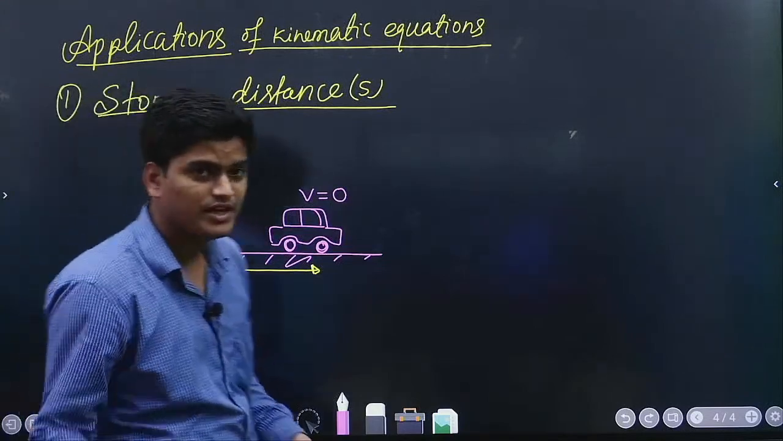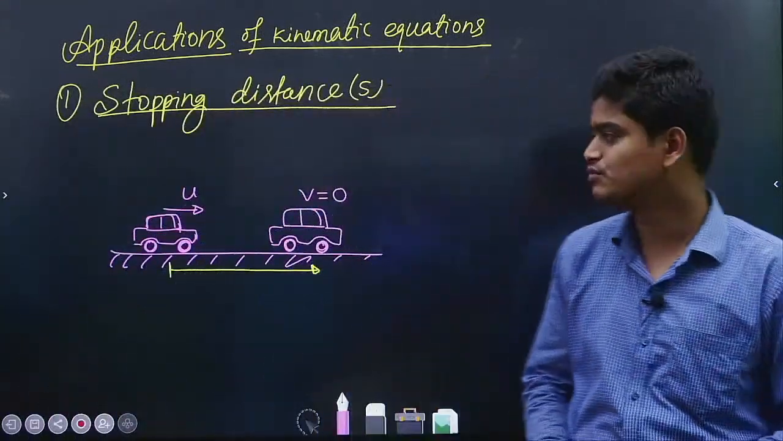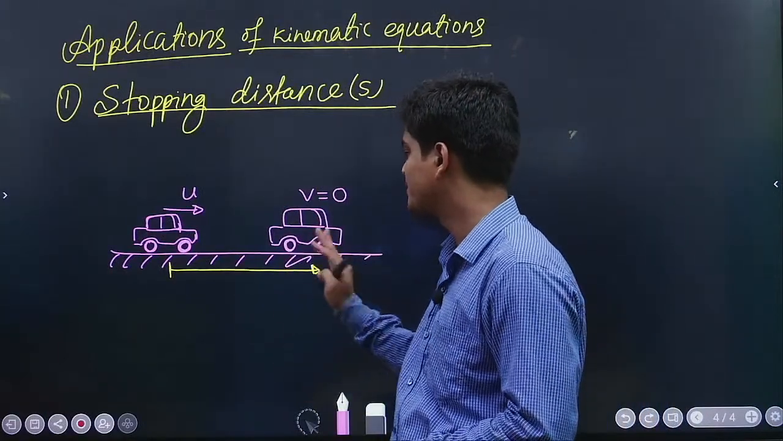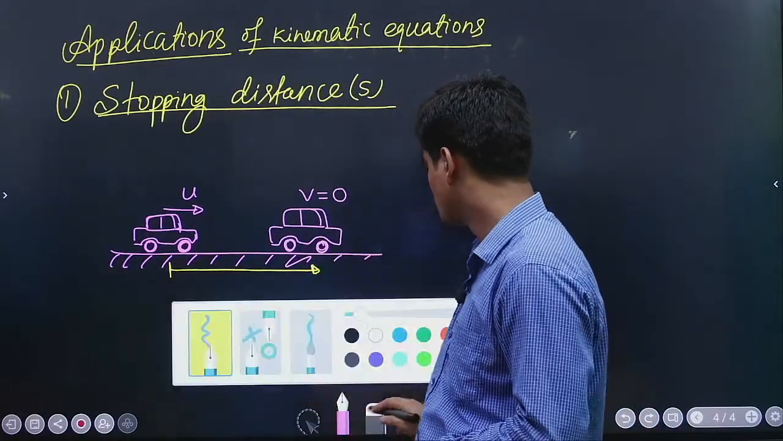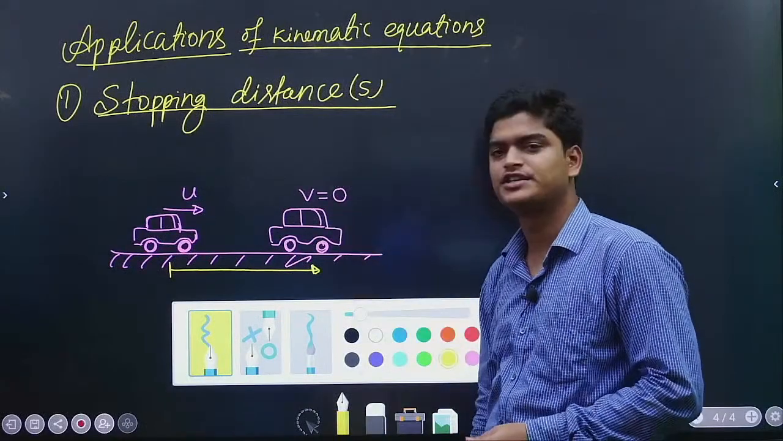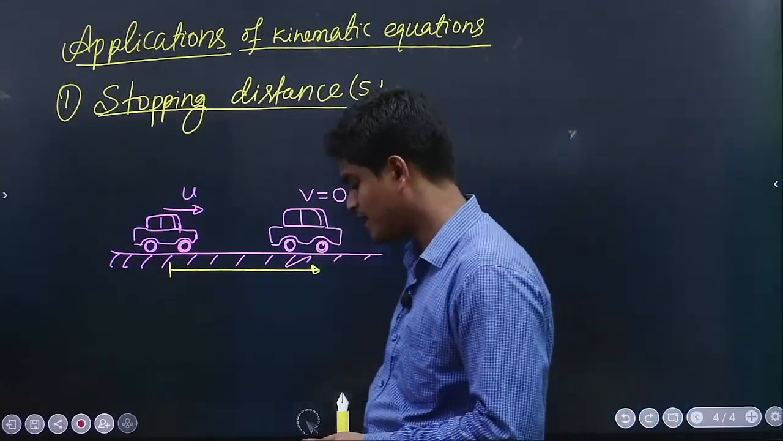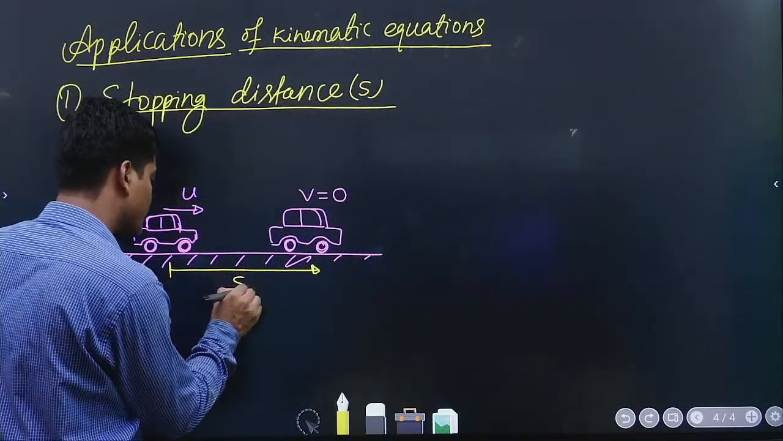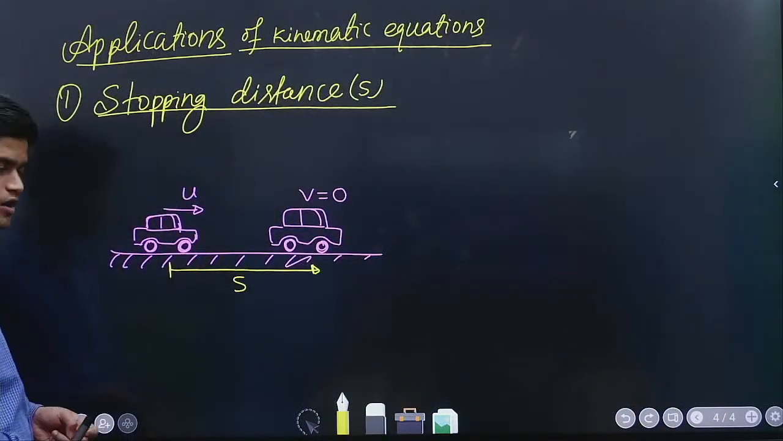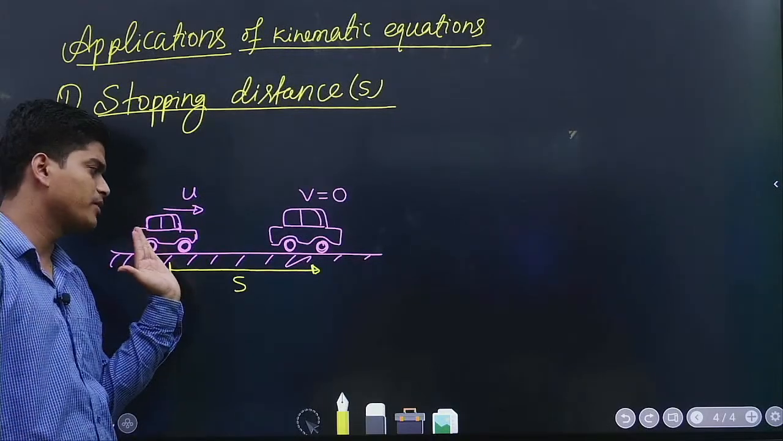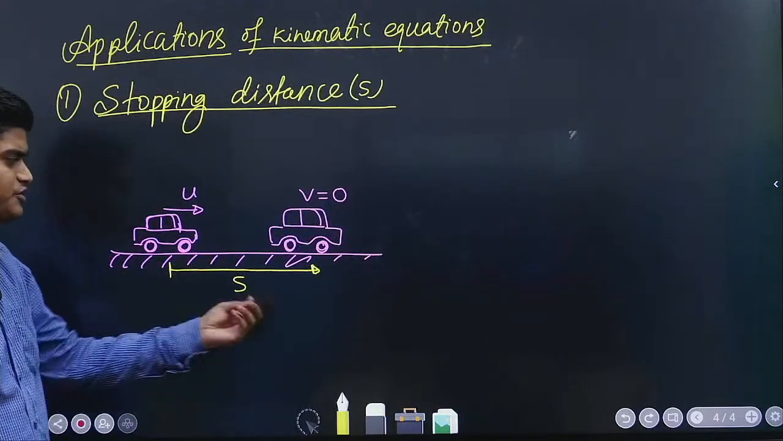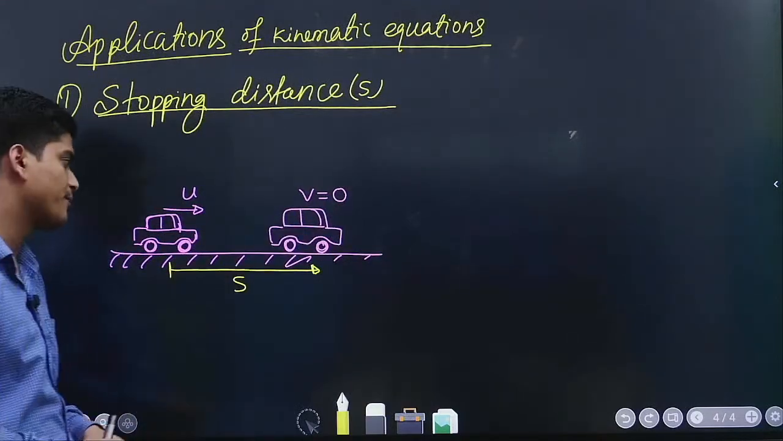So what is happening? A car is moving with the initial velocity u. When it applies the brake here, after some time it stops here, so its final velocity becomes 0. Now in the question they'll ask what is the stopping distance, or what is the distance it traveled before coming to rest, just before coming to rest. That type of question can come.